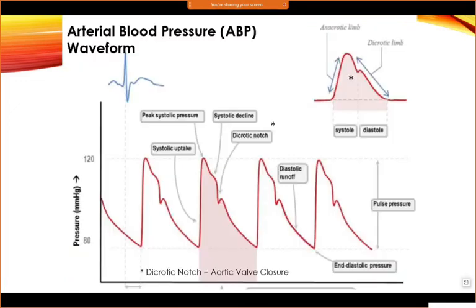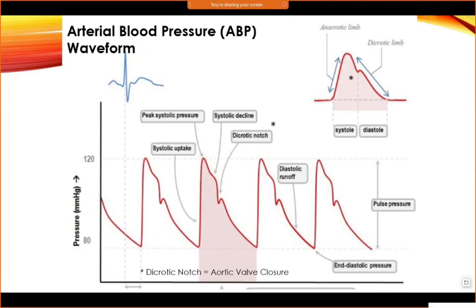And this is just really an arterial waveform. Don't worry about the dicrotic notch, but if you want to know, that's basically the end of systole, where that notch happens. And this is basically the blood ejecting out.